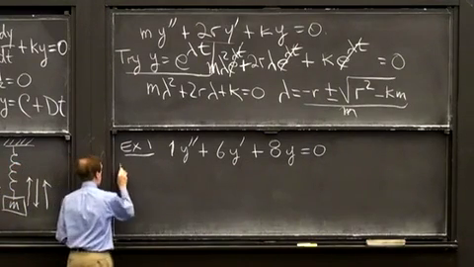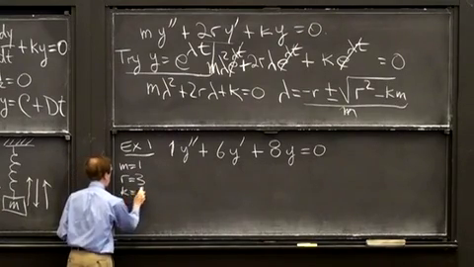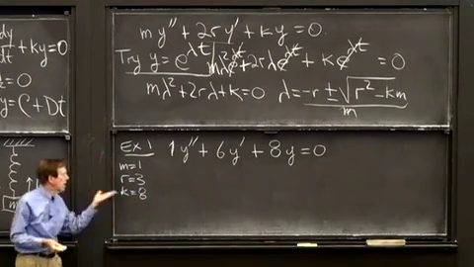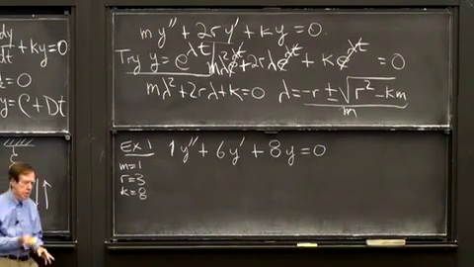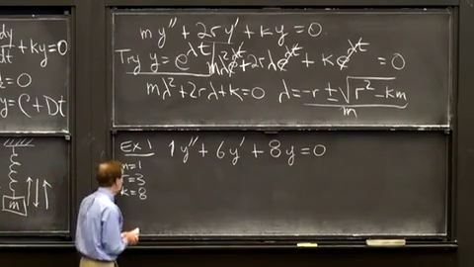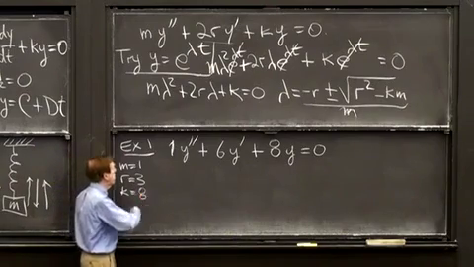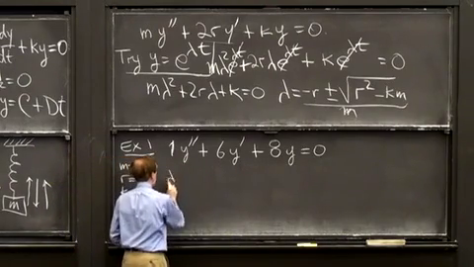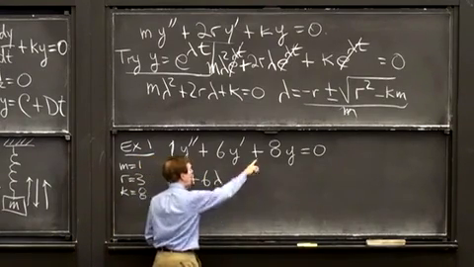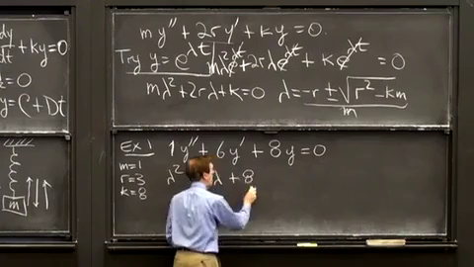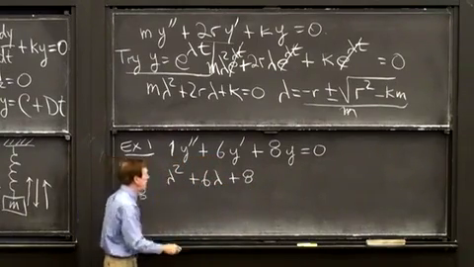So the numbers are m equals 1, r equals 3, k equals 8. And I claim we can write the solution to that equation, or the 2 solutions, because there will be 2 lambdas. When I try e to the lambda t and plug it in, I get lambda squared, and then 6 lambda once, and then 8 without a lambda coming down, all multiplied by e to the lambda t, which I'm canceling, equals 0.